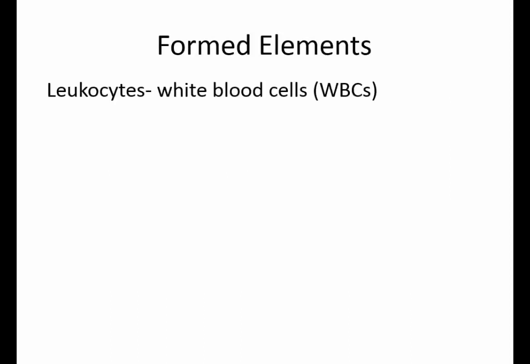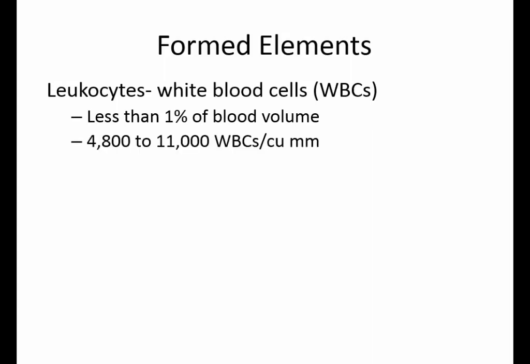The leukocytes are the second of the formed elements. These are the white blood cells, or the WBCs. They make up less than 1% of the total blood volume. They're measured in thousands. About 4,800 to 11,000 white blood cells would fit in that cubic millimeter, along with the 4 to 5 million red blood cells. The white blood cells play a role in your immune defense system.